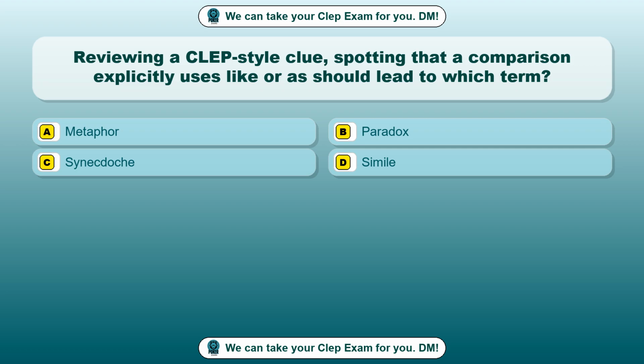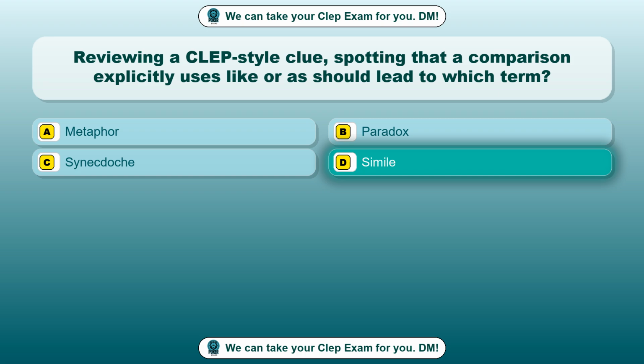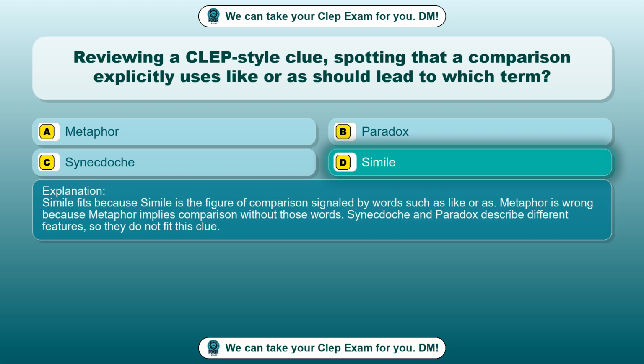Option C, synecdoche. Option D, simile. The correct answer is option D, simile. Simile fits because simile is the figure of comparison signaled by words such as like or as. Metaphor is wrong because metaphor implies comparison without those words. Synecdoche and paradox describe different features, so they do not fit this clue.